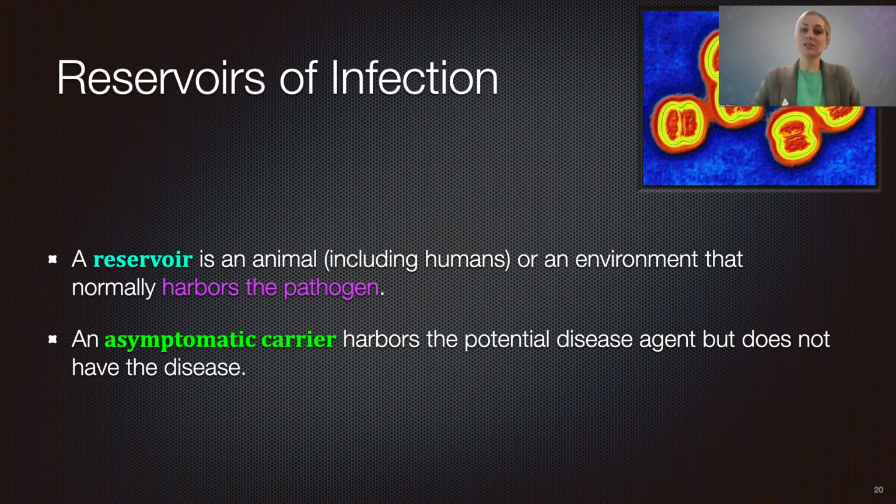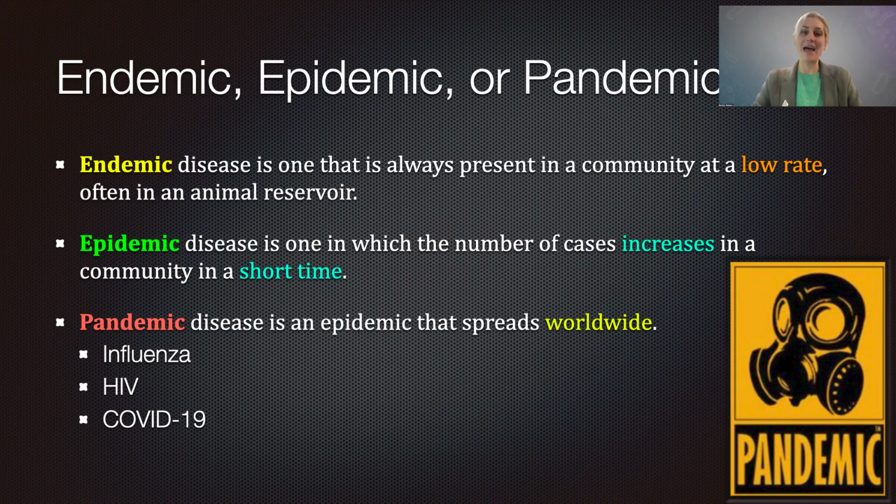Okay. Let's look at different types of spreads of disease. We have endemics, epidemics, and pandemics. Looking at endemics, this is something that occurs at a very low rate in a community and typically has an animal reservoir, like we said with Lyme disease. Epidemic, on the other hand, is really the pickup of a disease.